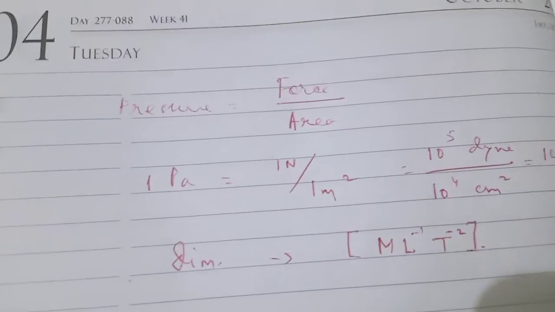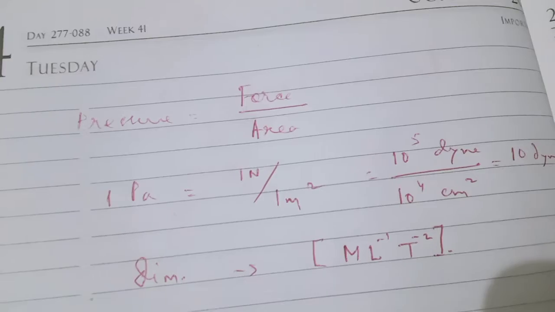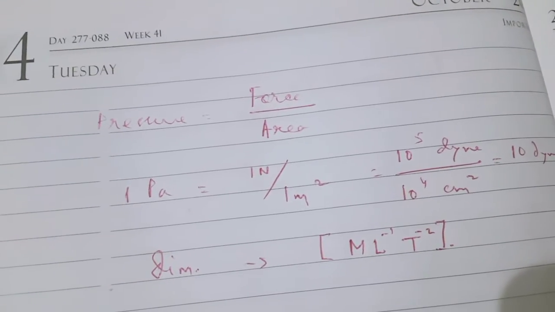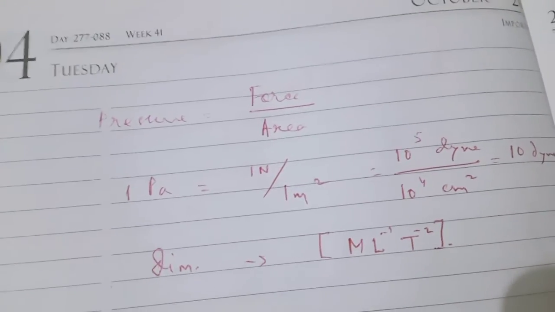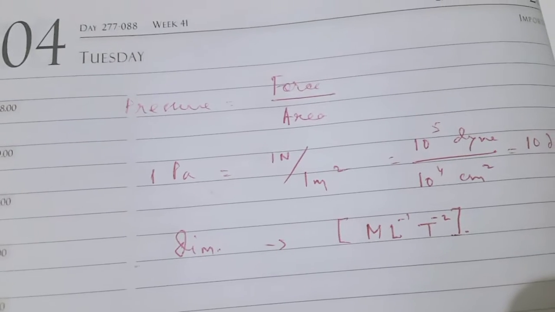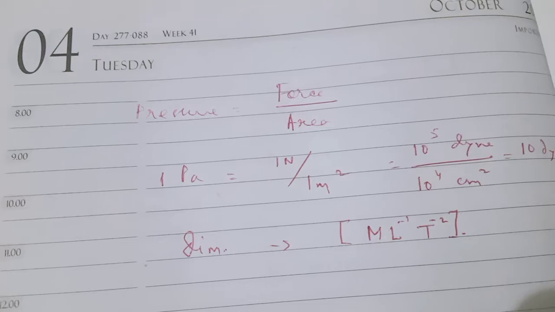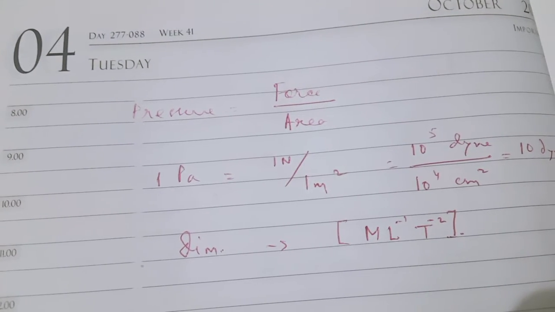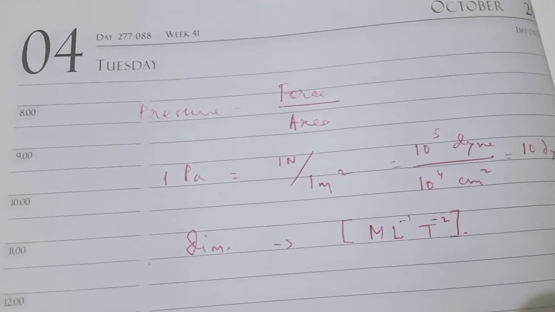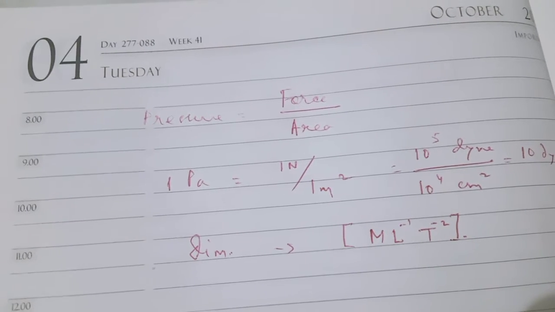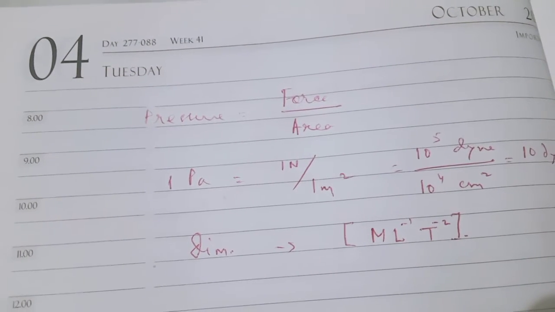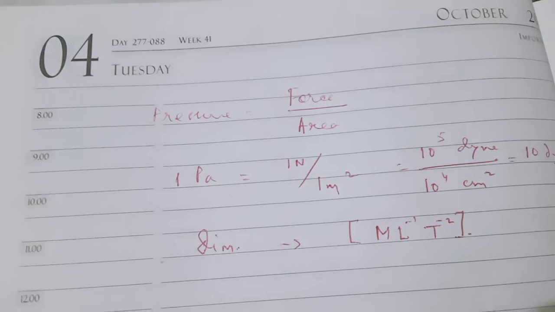In this class, we will start about pressure. The force acting normally on a unit area of a surface is called pressure. The pressure at a point inside a liquid is defined as the normal force exerted by the liquid on unit area surrounding the point. I am repeating, normal force exerted by the liquid on unit area surrounding the point.